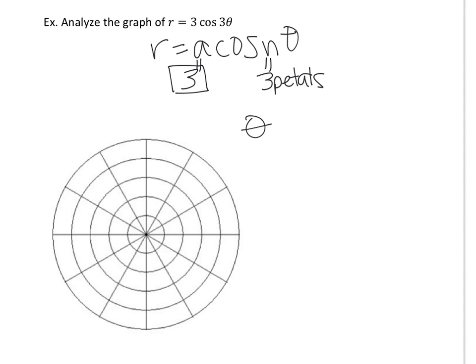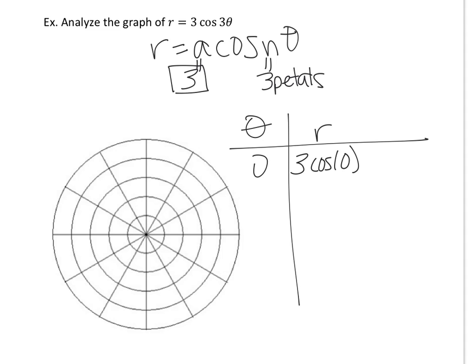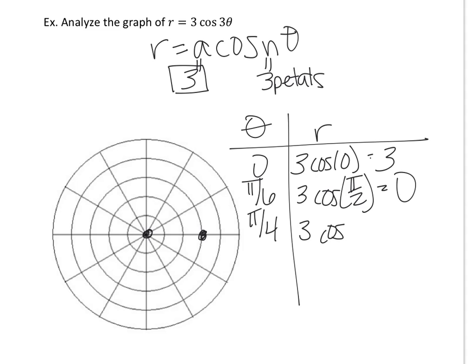Let's get just a few numbers on my table. If I start at 0, 3 times the cosine of 0. Cosine of 0 is 1, so this is just 3. So there's the end of one of my petals. Pi over 6: 3 times pi over 6 is going to be pi over 2. Cosine of pi over 2 is 0. So then I come here, and then let's do pi over 4. 3 cosine of 3 pi over 4 is going to be 3 times negative radical 2 over 2, and that roundabouts to negative 2.1. So at pi over 4, I need to go in the opposite direction a little more than 2.